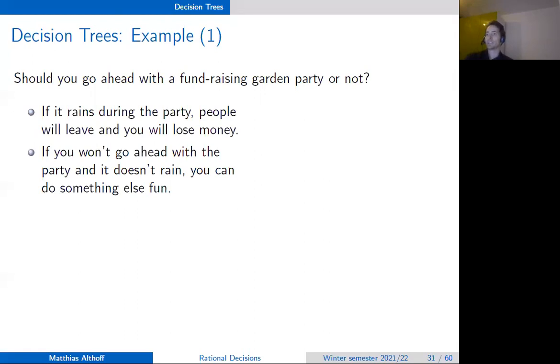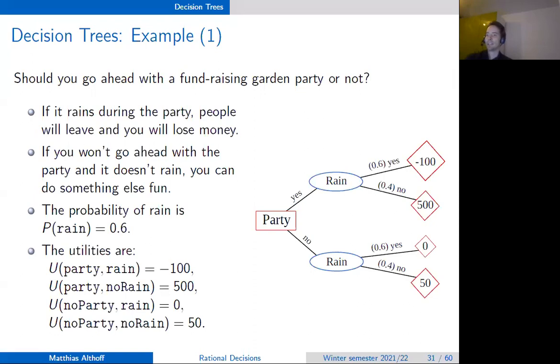If you won't do this party and it doesn't rain, then of course you can do something else fun, like playing sports or playing games or whatever. And this also has some utility, of course. And the probability of rain that day is rather high, with 60%. And you have these utilities.